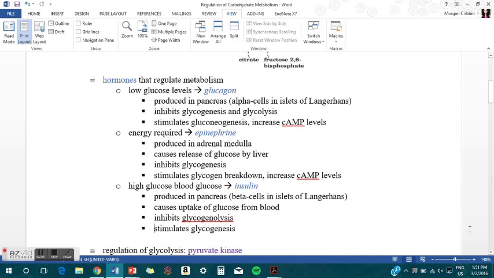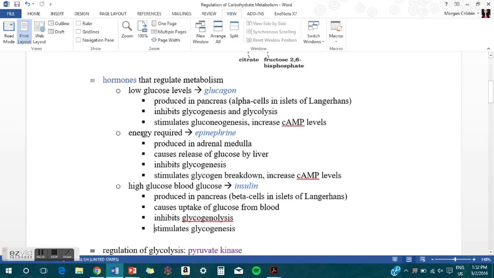So now we're going to talk about some hormones that regulate metabolism. So when you have low glucose levels in your blood, your body is going to release a hormone called glucagon. It's produced in your pancreas, in the alpha cells in your islets of Langerhans. This is going to inhibit glycogenesis and glycolysis and stimulate gluconeogenesis. So the reason behind this is if you have low blood glucose levels, you're not going to want to create glycogen in your cell or break down glucose.